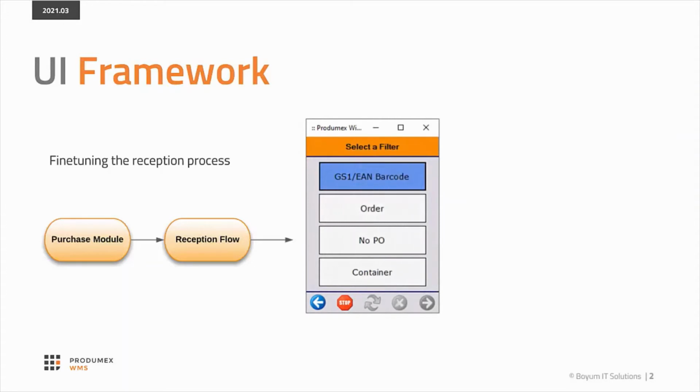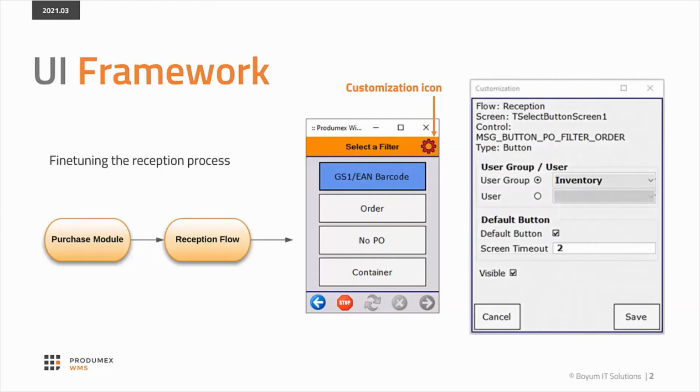Do you want to fine-tune the reception process in your warehouse? Do your users have to use the reception flow of the mobile client in different ways? From product version 2021.03, you can start the scanner application of the mobile client in customization mode, and you can customize the reception flow of the purchase module in a way that is optimal for your warehouse.